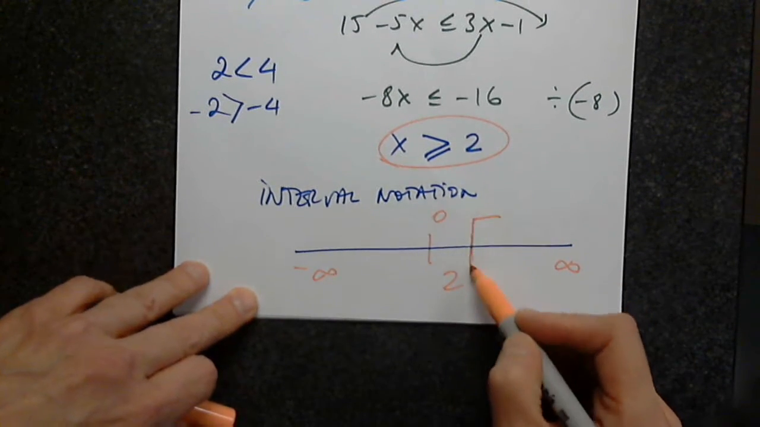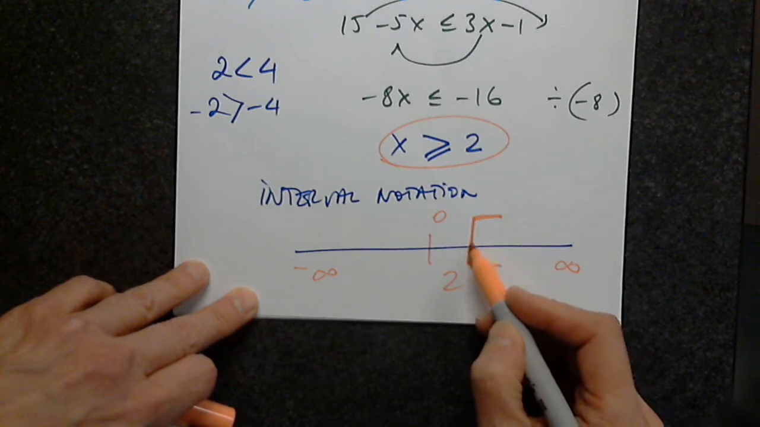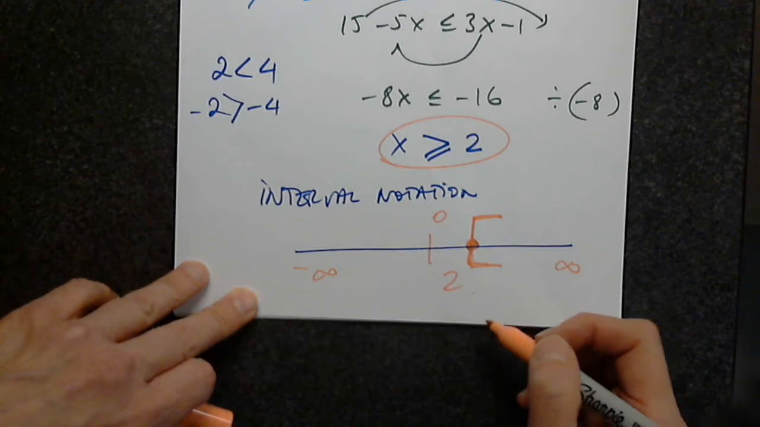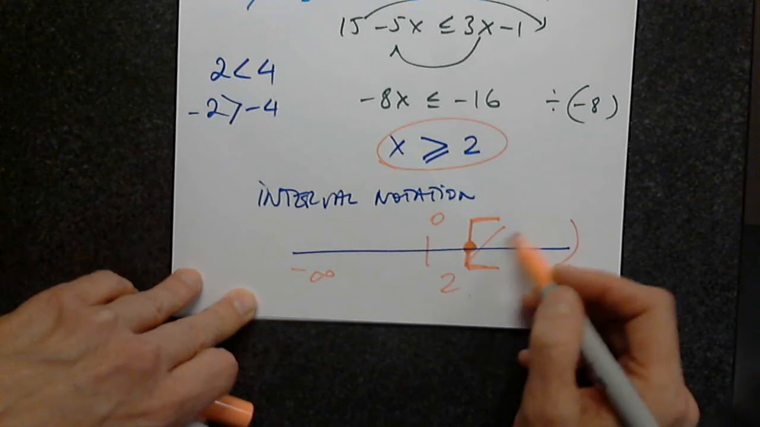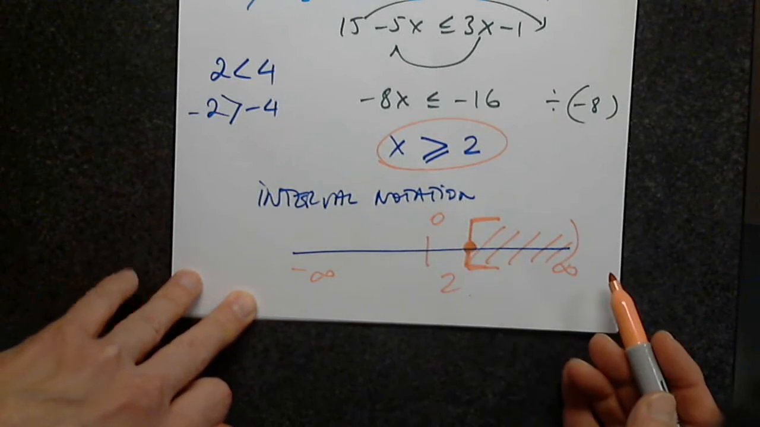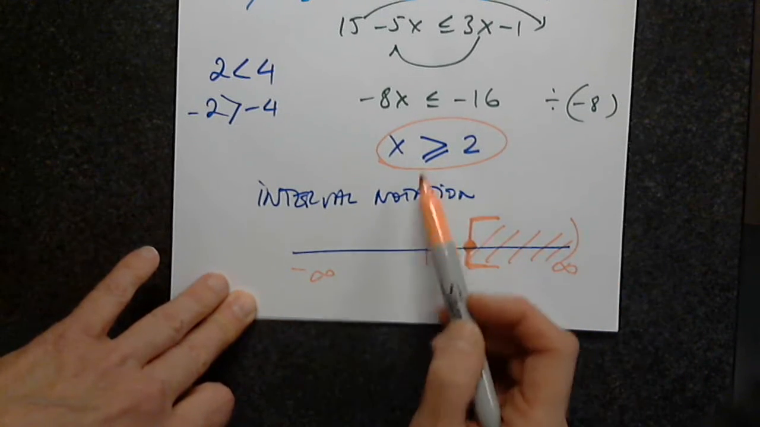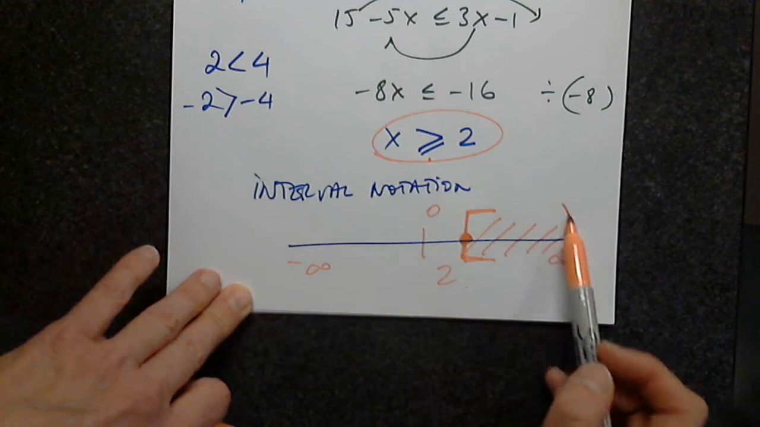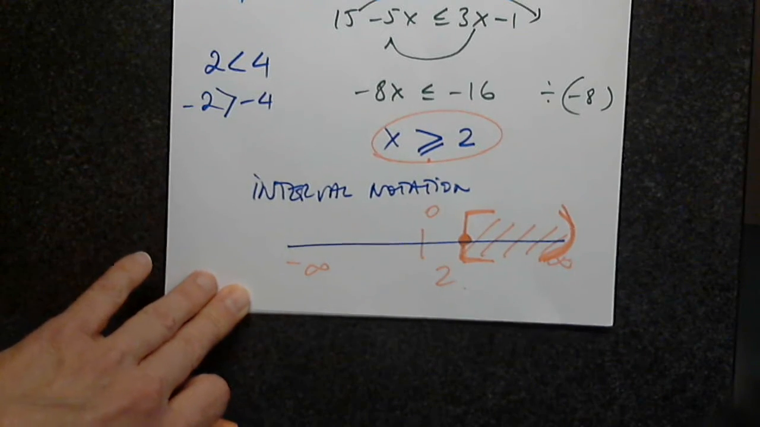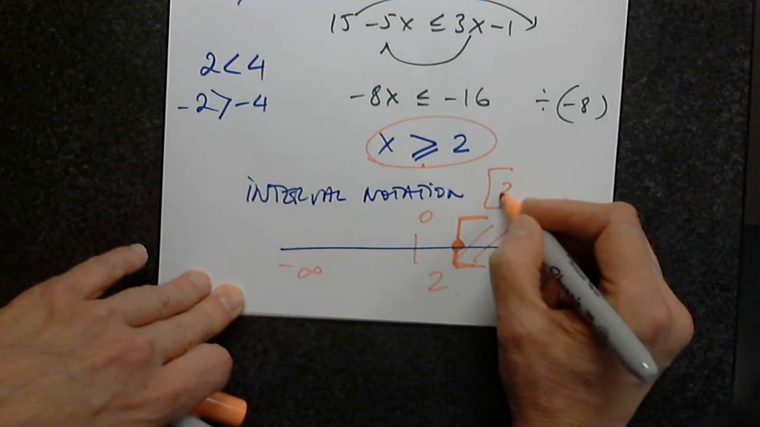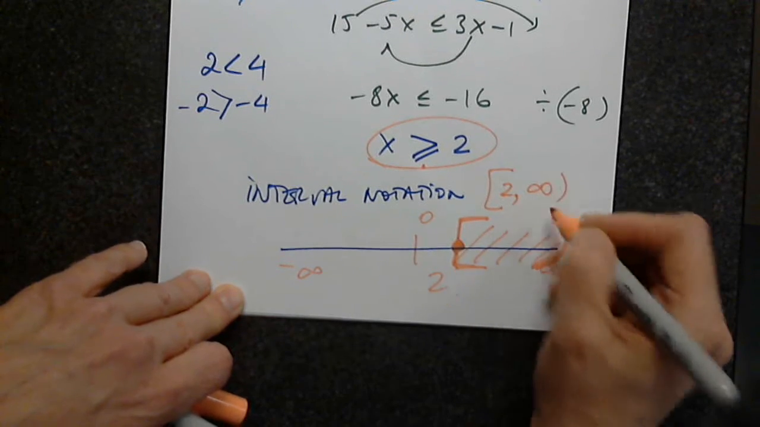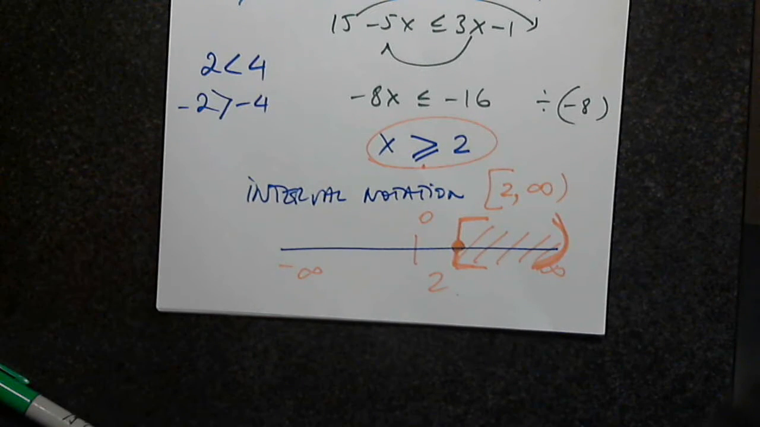Greater than or equal to, I use a bracket, or a full point. I don't prefer the full point. It's up to you. You can use either one. But this is the interval notation. Bracket when we have the equal symbol. Infinities are always parentheses. So in interval notation, 2, comma, infinity. Any questions on this? Any questions?